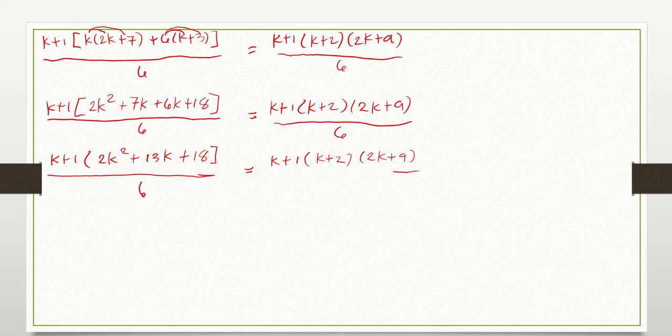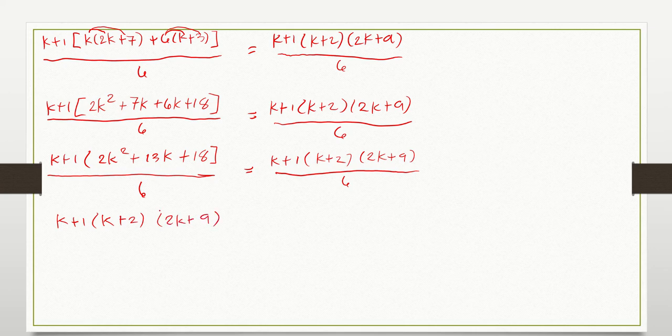I think you already have the idea what is the factor for that trinomial there, 2k squared plus 13k plus 18. You can still factor them into two factors. That is k plus 1. You bring down k plus 1. Then the two factors will be, the guide will be from the right side. And let's double check if it's correct. K plus 2 times 2k plus 9.